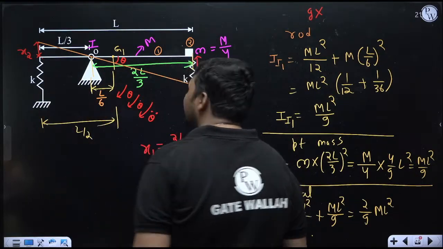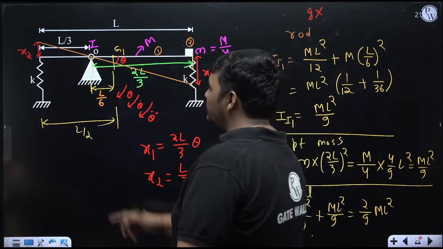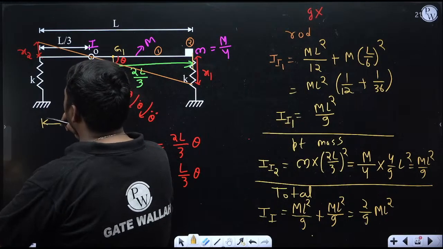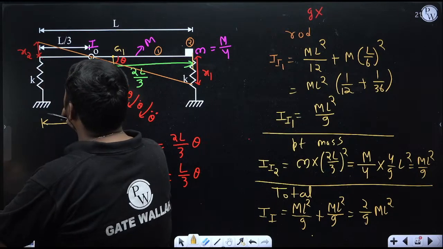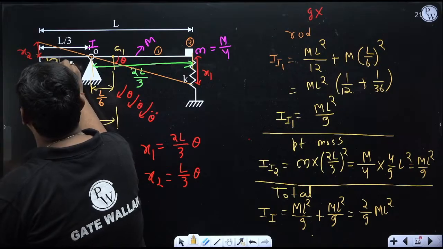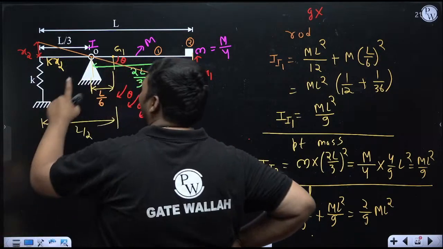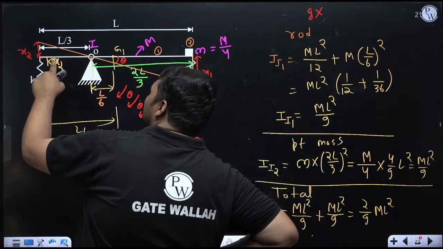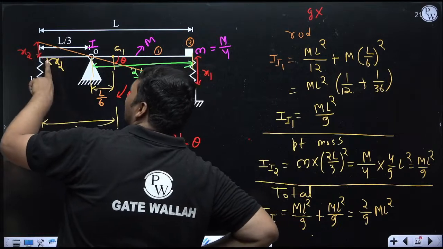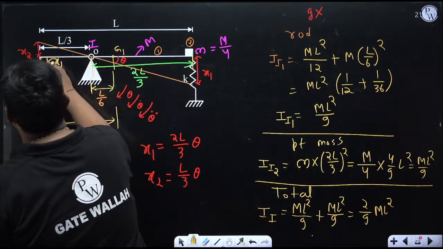And right now it is a linear spring, so restoring force will come due to this spring. Stiffness of this spring is K. Its displacement from mean position is x2. So restoring force will be kx2. Now what about direction? If you are drawing the FBD of rod, direction of this restoring force will be opposite to x2. Right now x2 is upward, so it will be downward.